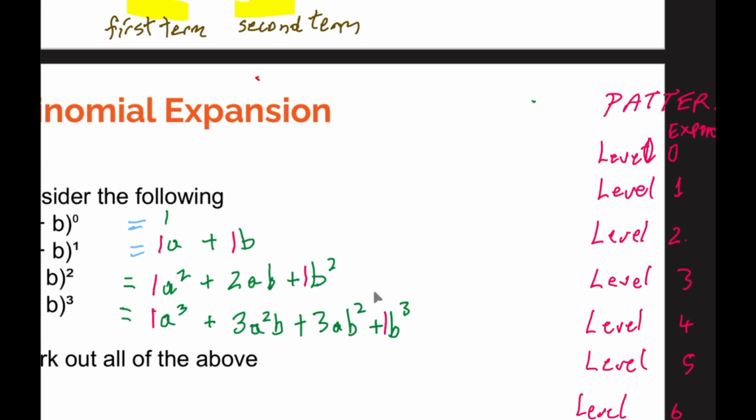All right, if you notice, there's a pattern here. There's a 1 at the top, then there's a 1 and a 1, then there's a 1, 2, 1. That's a pattern in terms of the coefficients, and a 1, 3, 3, 1.